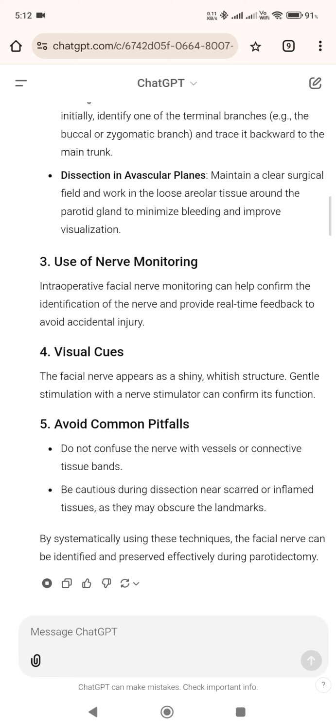3. Use of nerve monitoring. Intraoperative facial nerve monitoring can help confirm the identification of the nerve and provide real-time feedback to avoid accidental injury.